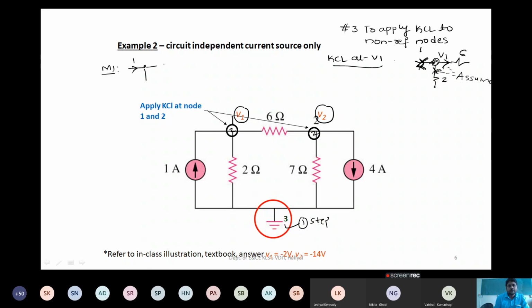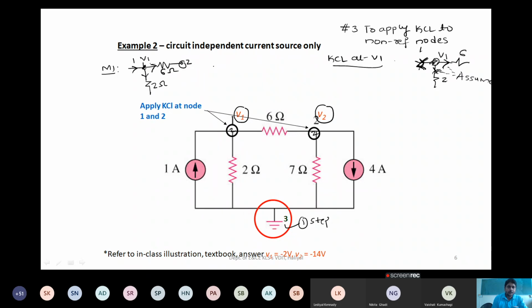So I have 1 ampere current coming here, then I have this 6 ohms, right? So this is node number 1. Next, if you consider another resistor here, that is 2 ohms. So this is the condition here. Now if I want to apply KCL at V1, 2 currents are not known to us, their direction, so I will assume them as outgoing currents.